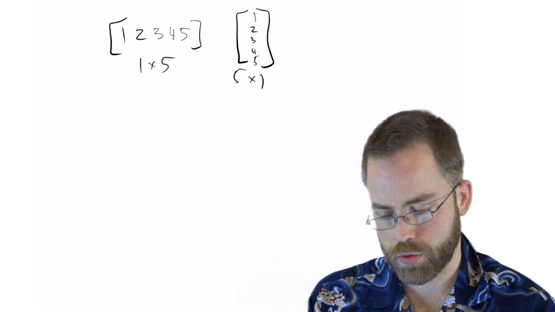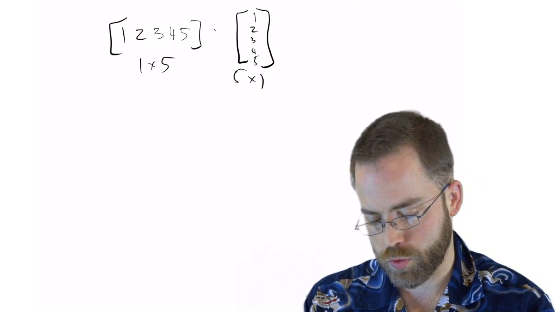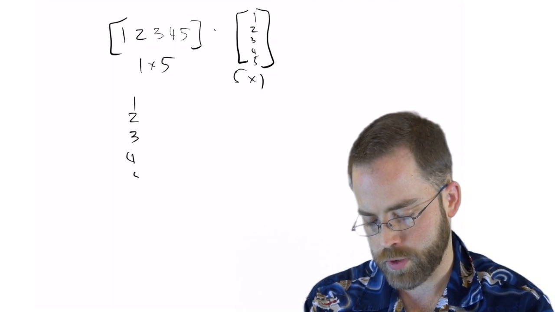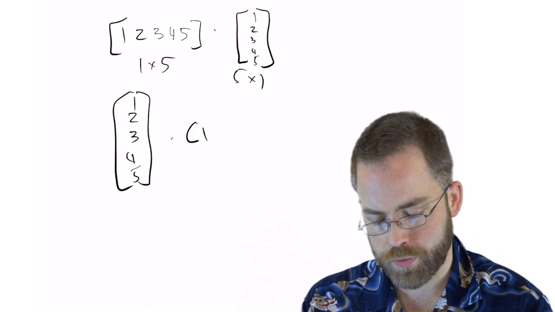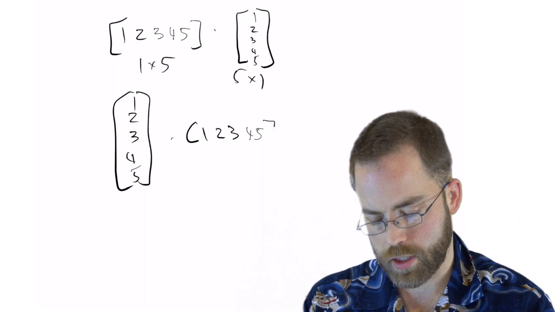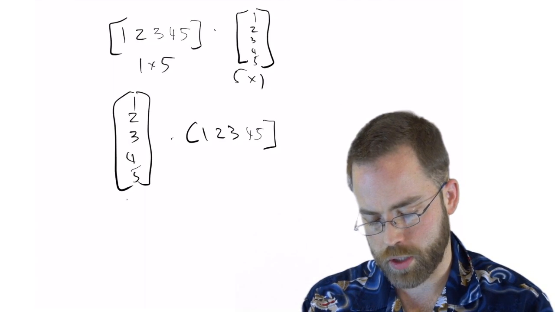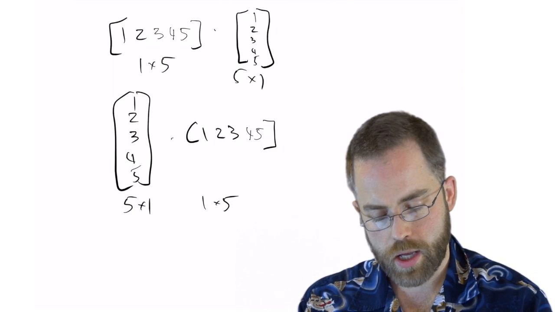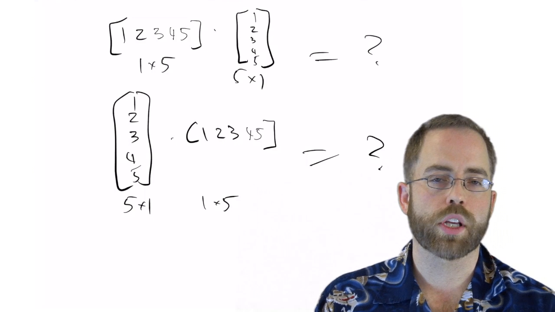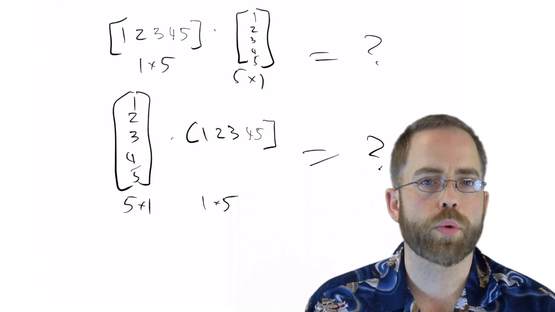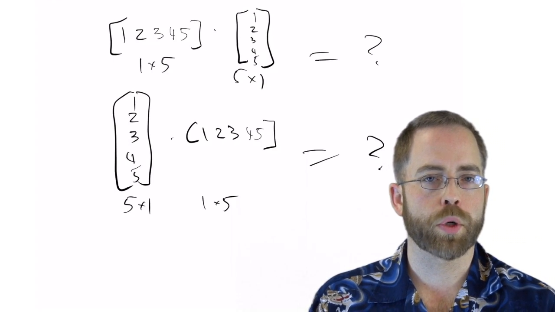Versus if I do those the other way, if I do 1, 2, 3, 4, 5 times 1, 2, 3, 4, 5, so that's a 5 by 1, times a 1 by 5, then how big are those answers going to be in each case? Does order matter with matrix multiplication?